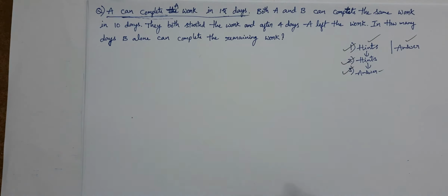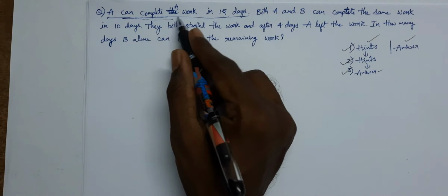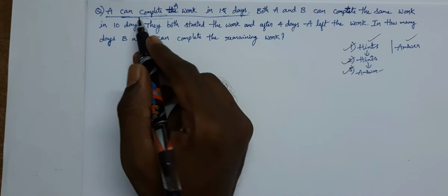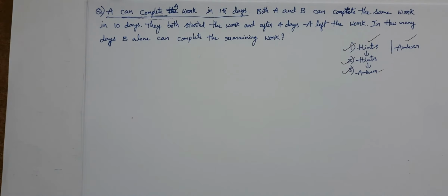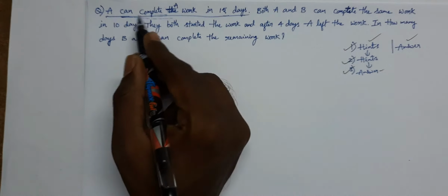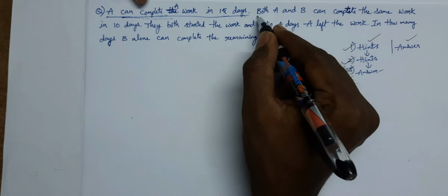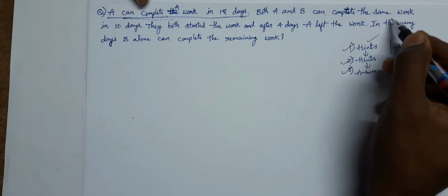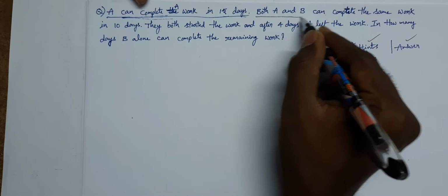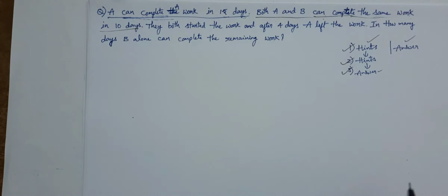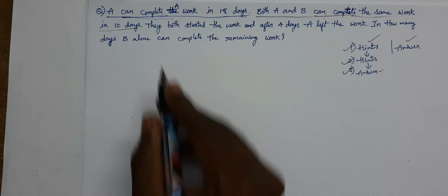Here, read the question properly. A can complete a work in 15 days. Here they are saying something regarding the efficiency of A, so this will give me a hint. And both A and B can complete the same work in 10 days. Again, "can complete", so it is also giving a hint regarding the efficiency of both A and B.